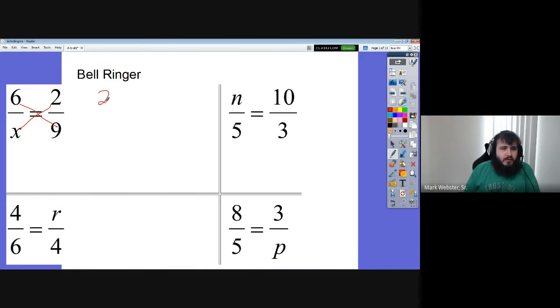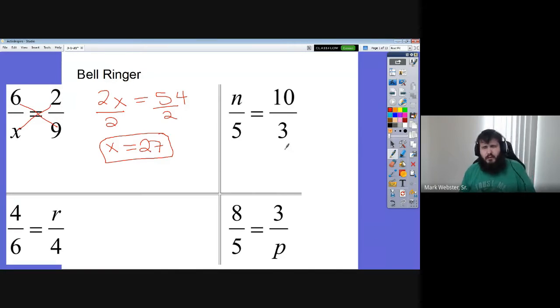So we got 2x equals, what's 6 times 9? It is 54, right? And divide both sides by 2. You get x equals 27.